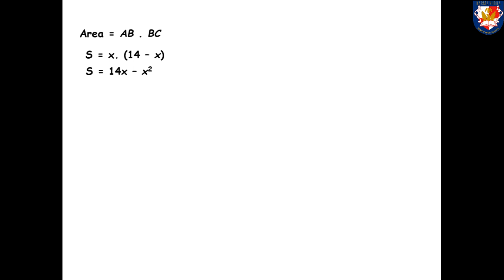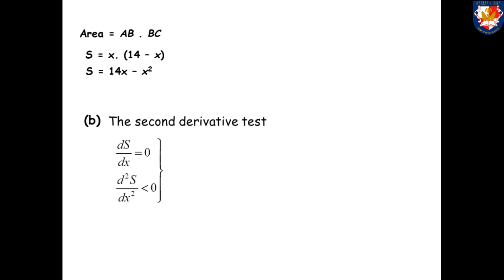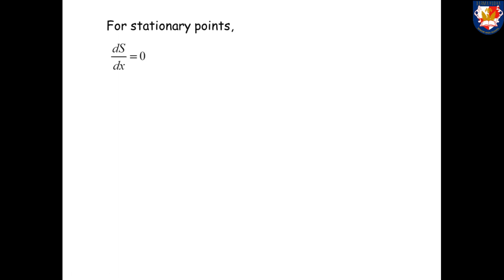For part B, we have to find the maximum area of S and the corresponding value of x. To make it maximum, we have to use the second derivative test for the maximum. So we have to fulfill these two conditions: the first derivative of S equals 0 and the second derivative of S must be less than 0. The first derivative equals 0 is for stationary points. dS/dx equals 0, so the first derivative of 14x minus x squared equals 0. So we obtain 14 minus 2x equals 0, x equals 7.